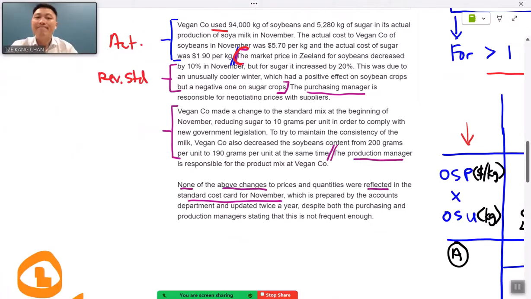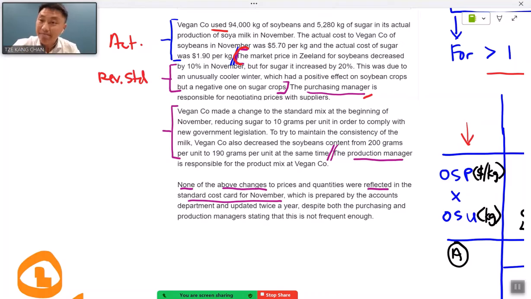Furthermore, by indicating the responsibility area of the manager, that would basically serve as a clue for deriving the commentary when we are to comment and interpret the performances on the variances.